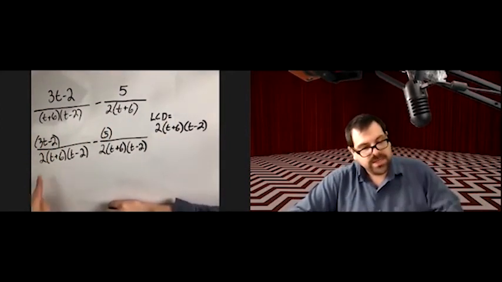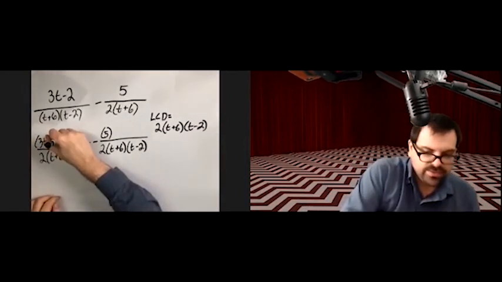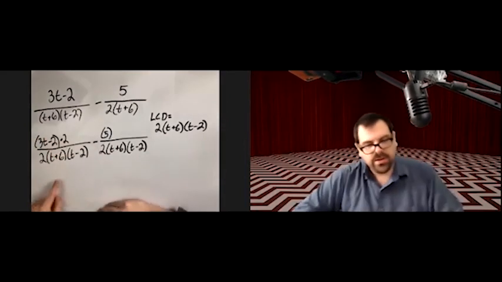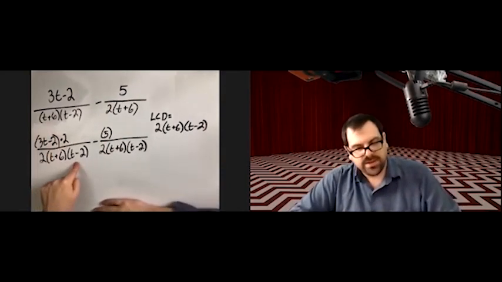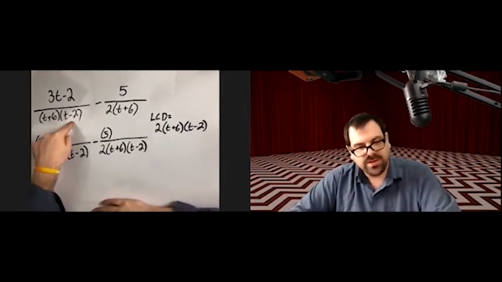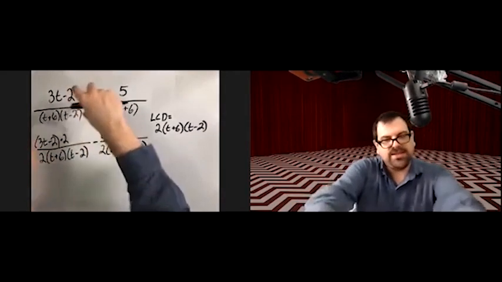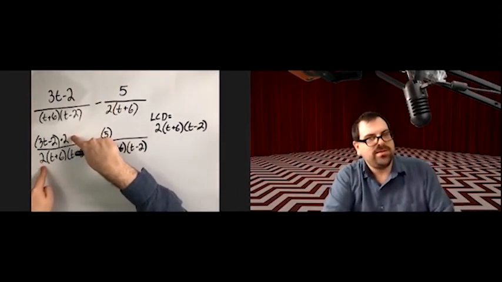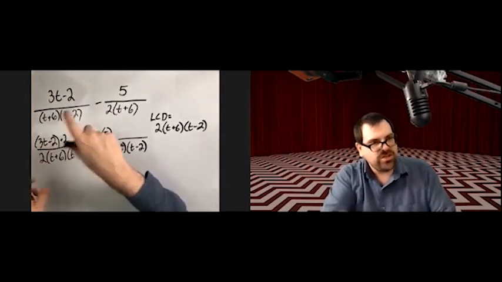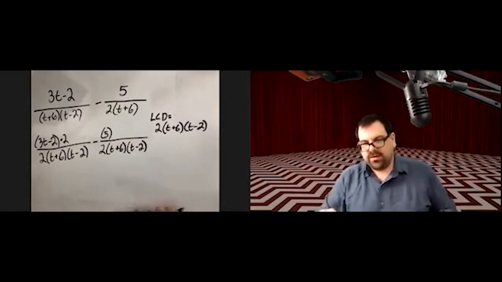So did we have a 2? No, that means we need a 2 times 2. Did we have a t plus 6? Yes, so we don't need it. Did we have a t minus 2? Yes, so we don't need a new one. Basically, we've now multiplied this original fraction by 2 over 2, multiplied it by 1. It didn't change the value, but it gave us the common denominator that we need.